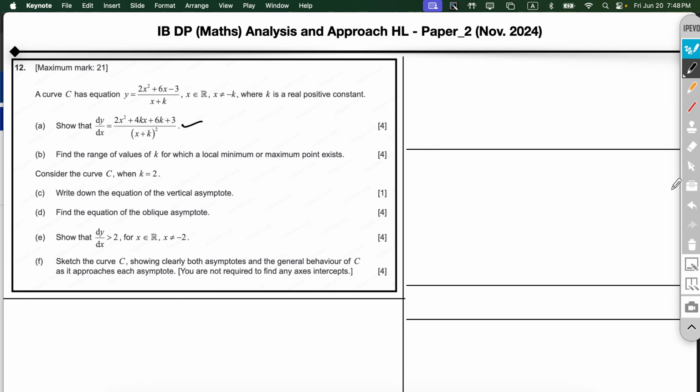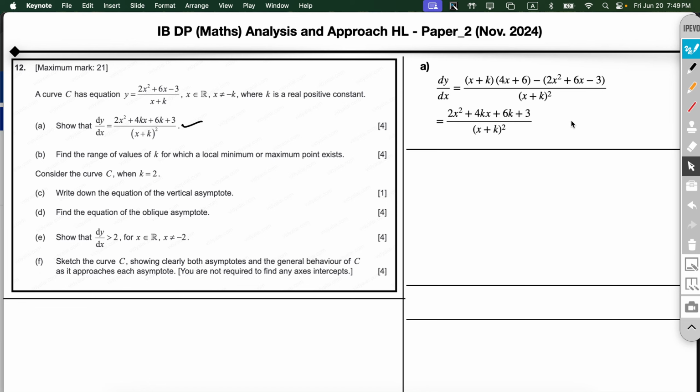So the first part is not so difficult. You just have to take the derivative of the functional form. So let's do that. So dy dx can be written as this using the quotient rule: x plus k whole squared in the denominator, then x plus k times the derivative of the function in the numerator, which is 4x plus 6, minus 2x squared plus 6x minus 3 times the derivative of x plus k, which is 1. So after simplifying this, you will get the terms that are shown in the question.